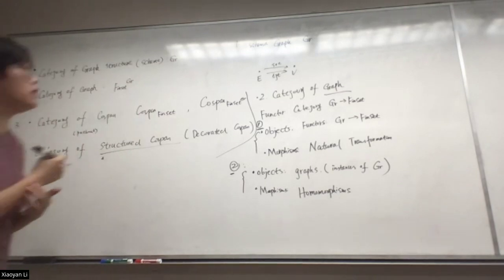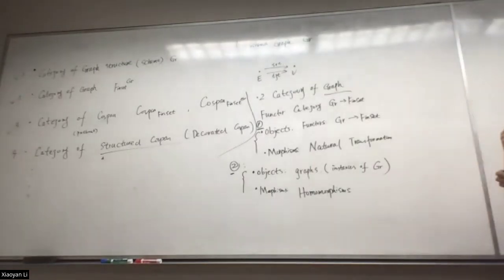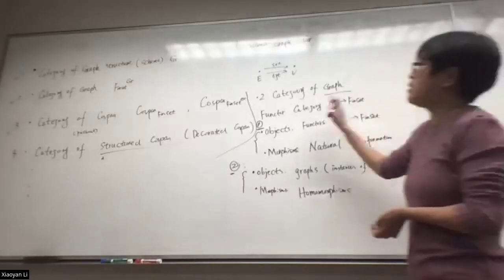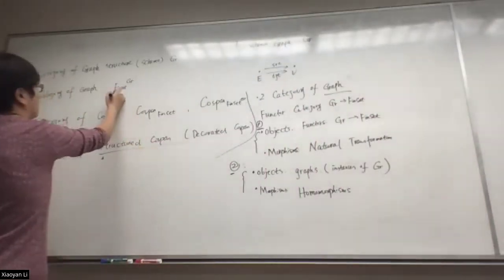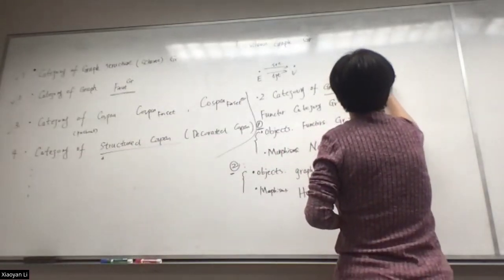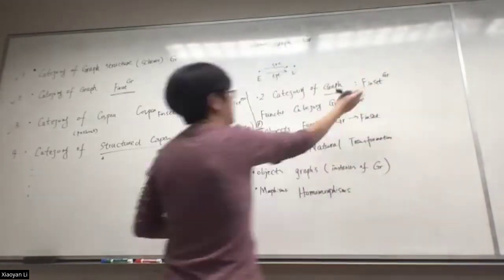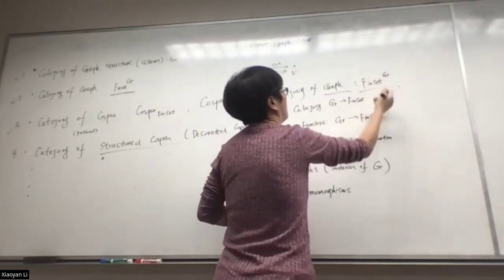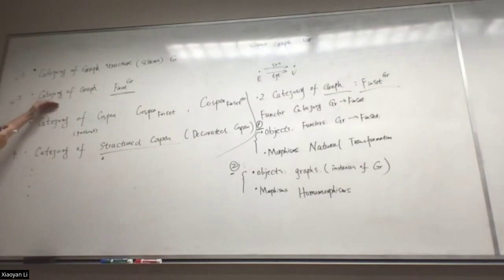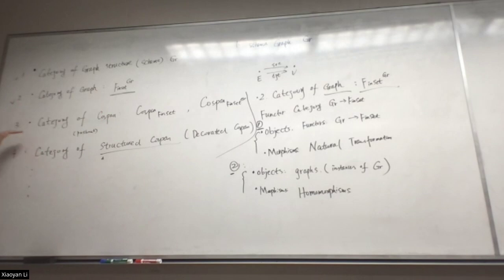Taking pictures, thank you. I think now the category of graphs is very important, because you can see later. I have written it down, this is a map from GR to FinSet.